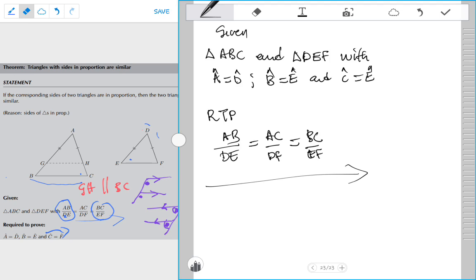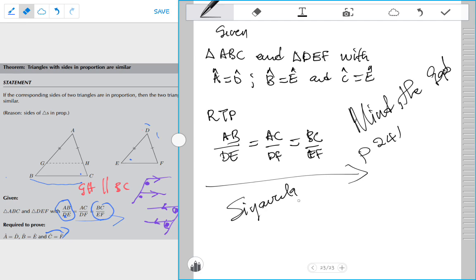These two proofs are also in those books, the Siyavula book, which I also sent you, and the Mind the Gap, which I also sent you. In Mind the Gap, it's unit 12, page 241, and in Siyavula, it's page 341.